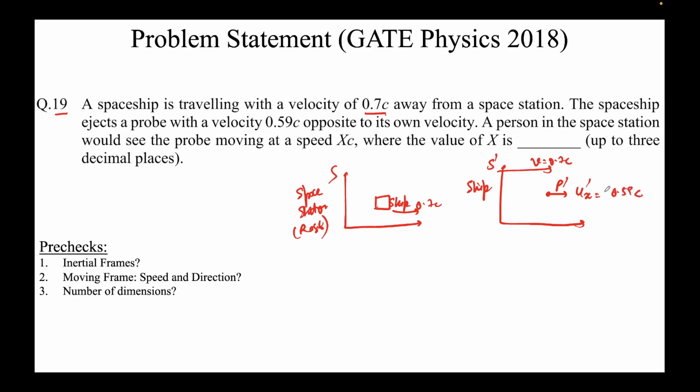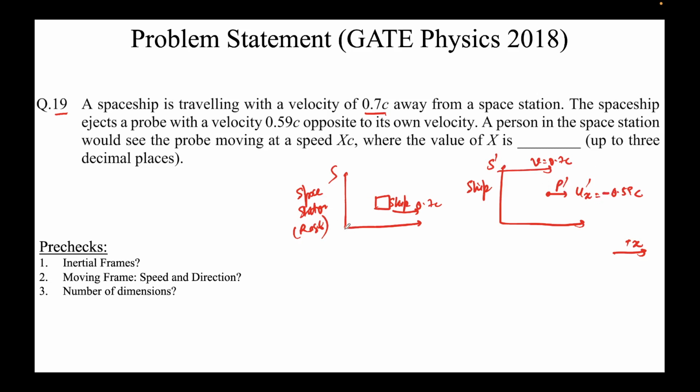Since it's in the opposite direction, we add a minus sign, and we are taking this to be the positive x-axis. So again, I repeat, this spaceship is ejecting a probe p prime, which we see here. So the person observes its velocity as 0.59c. I am denoting it as ux. The prime denotes that this observation was made in the frame S prime. The negative sign denotes that this is in the opposite direction, right?